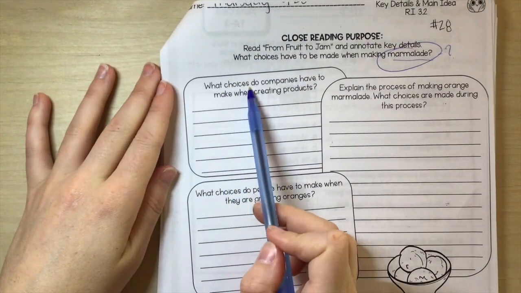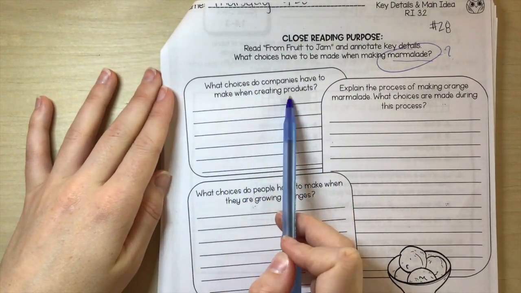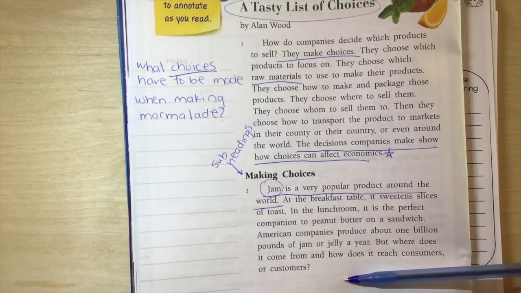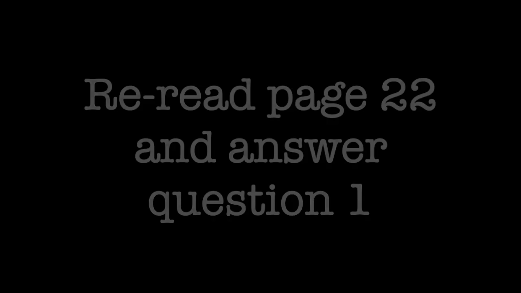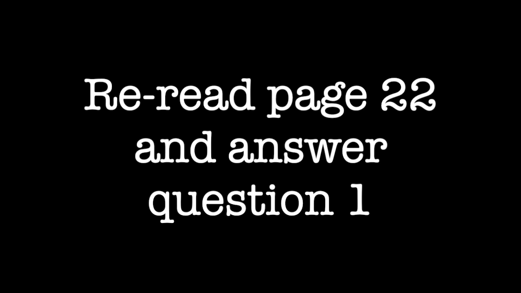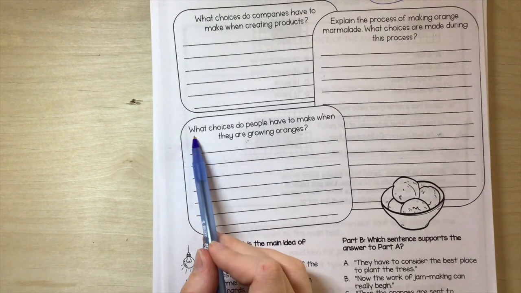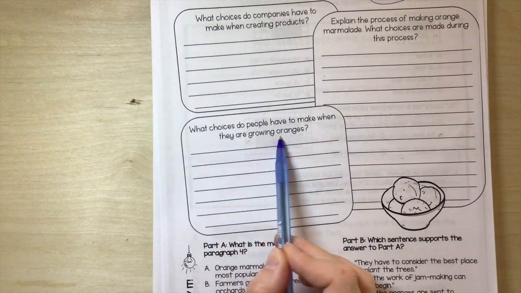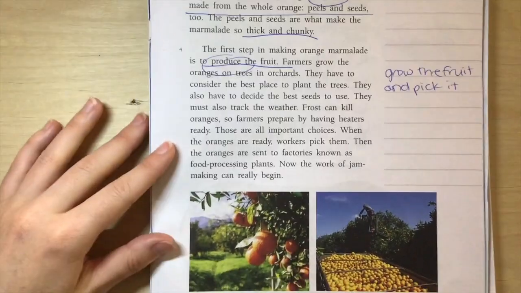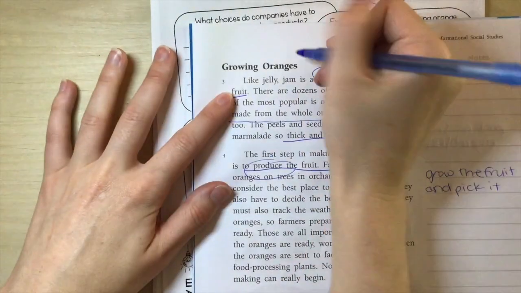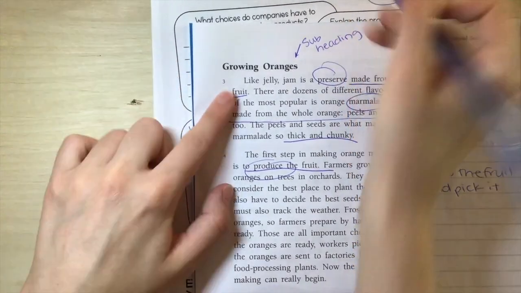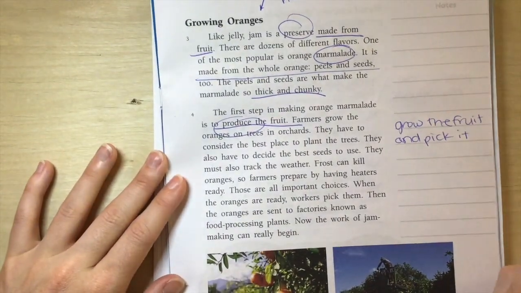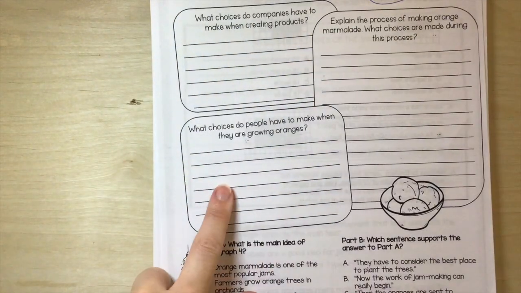So the first one is, what choices do companies have to make when creating products? I would like you to go read page 22 and answer the question. Go. All right, the second question that you're going to do is, what choices do people have to make when they are growing oranges? That answer is on page 23. I know that because of the subheading. Growing oranges. So reread page 23 and write down some details here. Go.